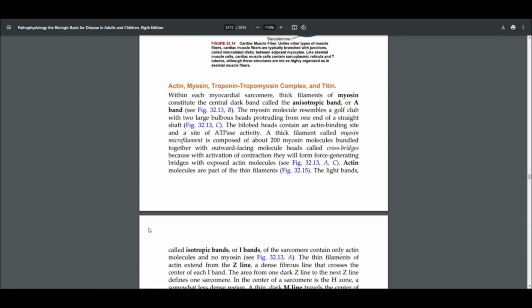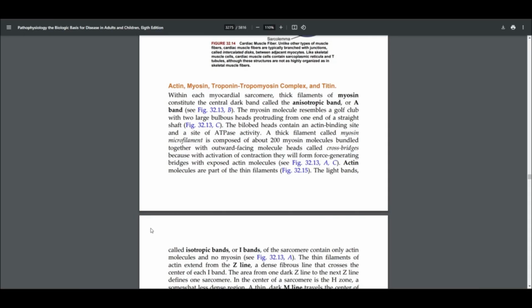The myosin molecule resembles a golf club with two large bulbous heads protruding from one end of a straight shaft. The bilobed heads contain an actin binding site and a site of ATPase activity. A thick filament called a myosin microfilament is composed of about 200 myosin molecules bundled together with outward-facing heads called cross bridges. With activation by calcium, they will form force-generating bridges with exposed actin molecules.